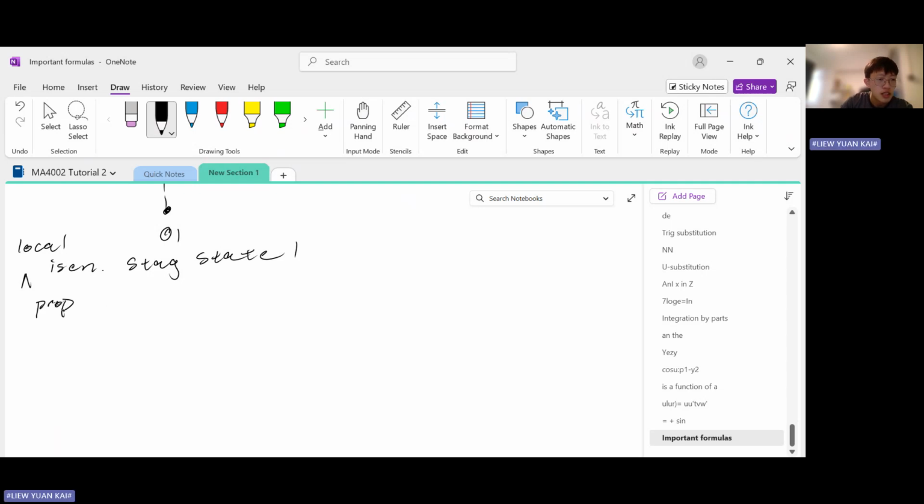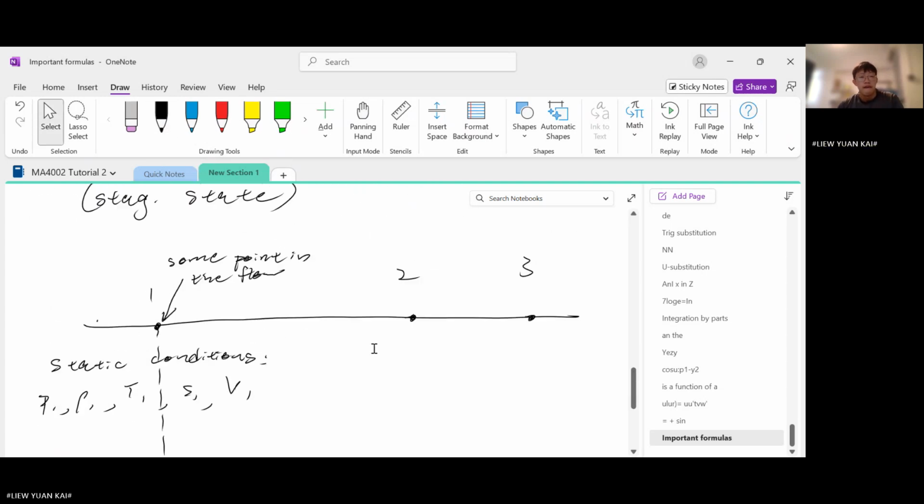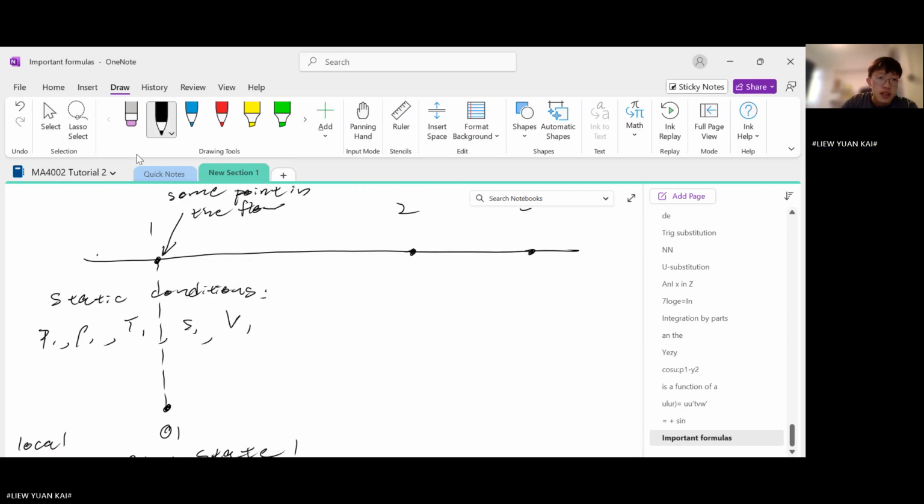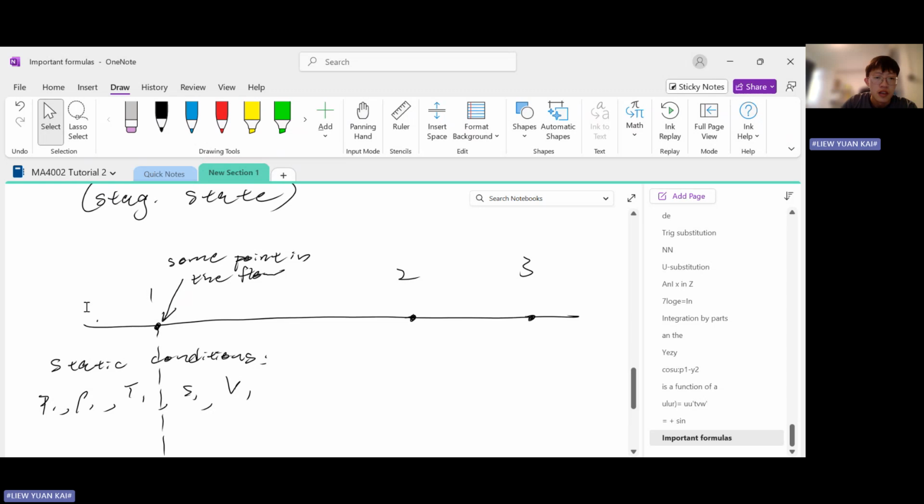And its properties, okay, the properties are P01, Rho01, T01, S01, V01, and yeah, V01 is just 0. Okay, so this is a flow, and then I take out 3 random points, so point 1, point 2, and point 3.